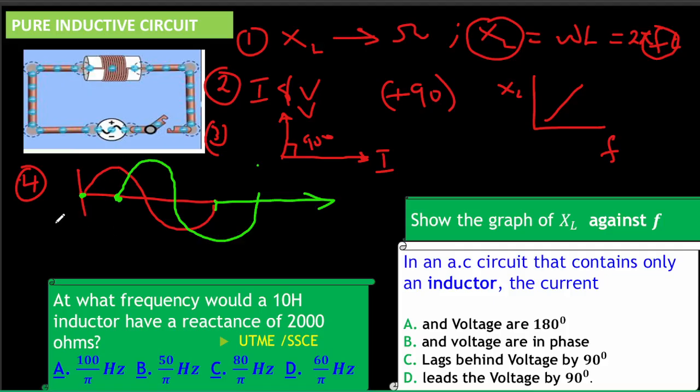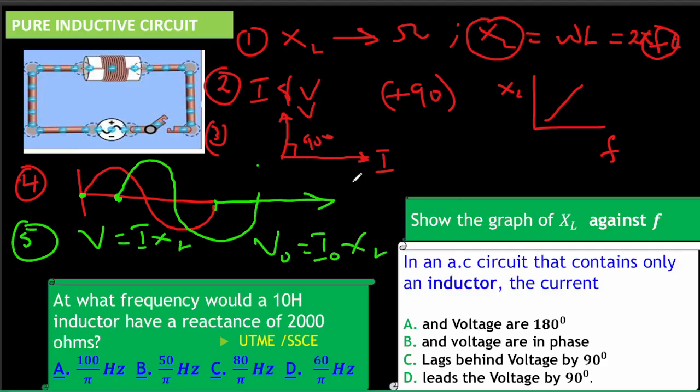Finally, remember that Ohm's law is still applicable here. So V is equal to I times XL. If it is V naught, make sure you are consistent: I naught and then XL. This question says, show the graph of XL against F. I've already shown that. And here, you notice that current is lagging. So the correct option is C: current lags behind voltage by 90 degrees.